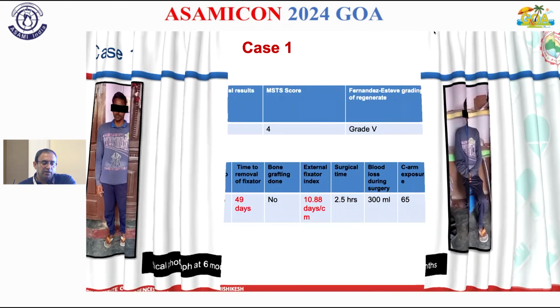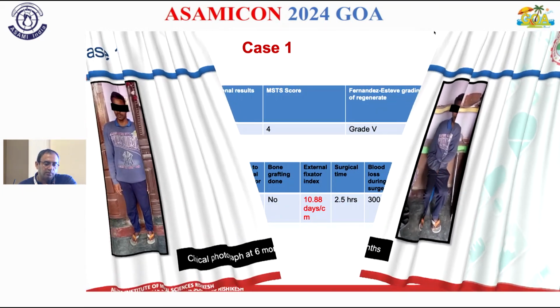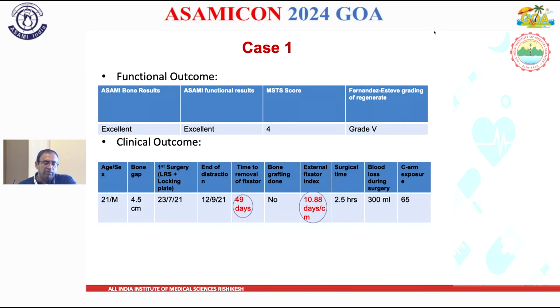So if I just focus on the number of days for which the fixator was applied, the external fixator index was 10.88 days per centimeter, and the total time for which the fixator was applied was 49 days for 4.5 centimeter of bone gap. So this is the advantage of using an LRS along with the plate, and we have achieved excellent bone and functional results.